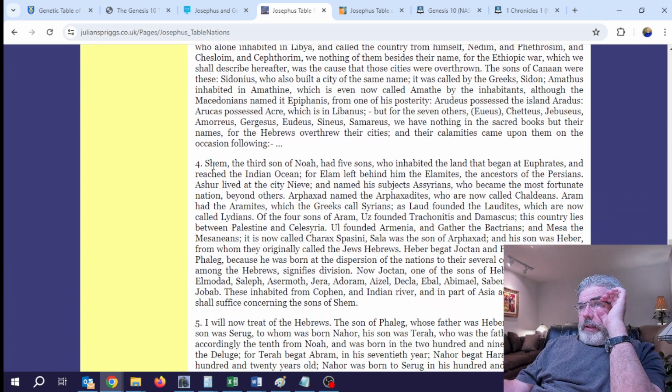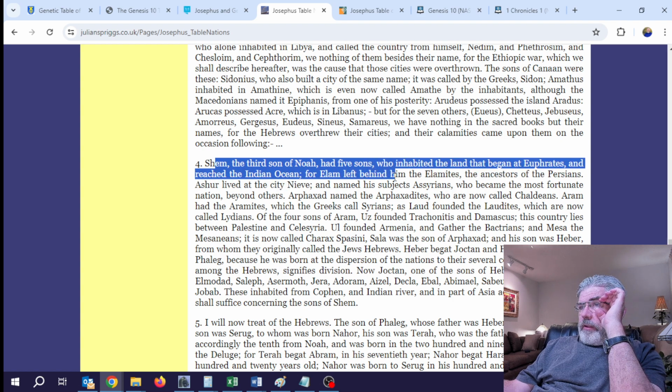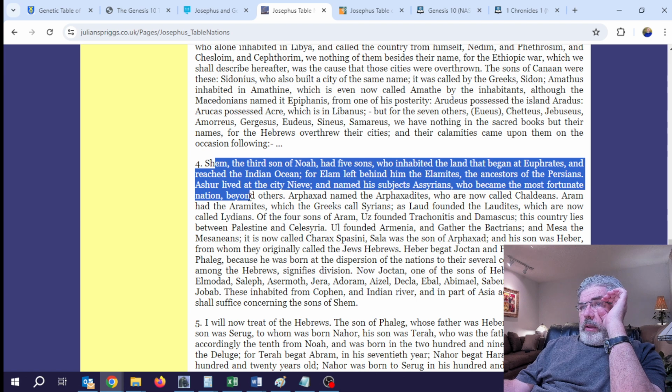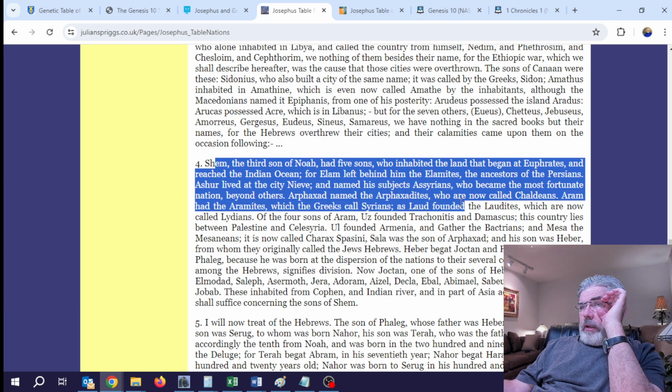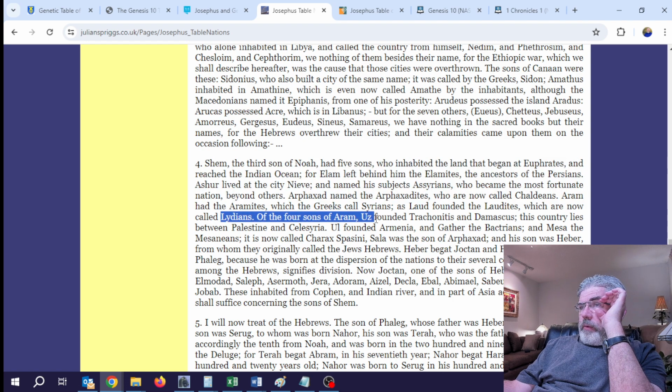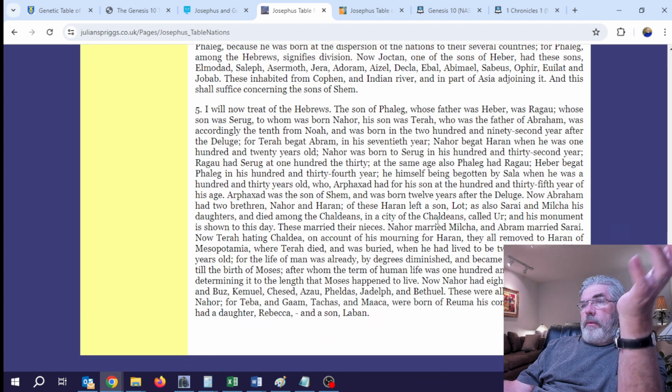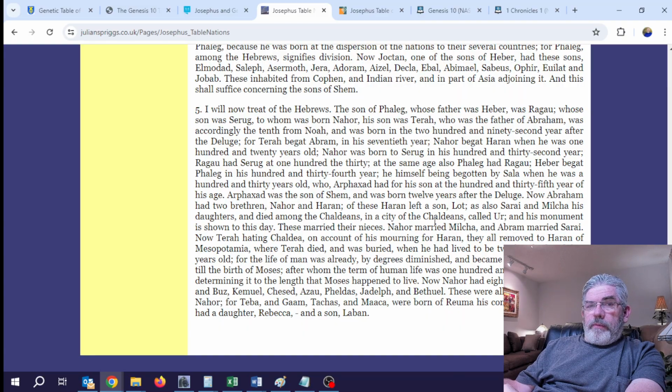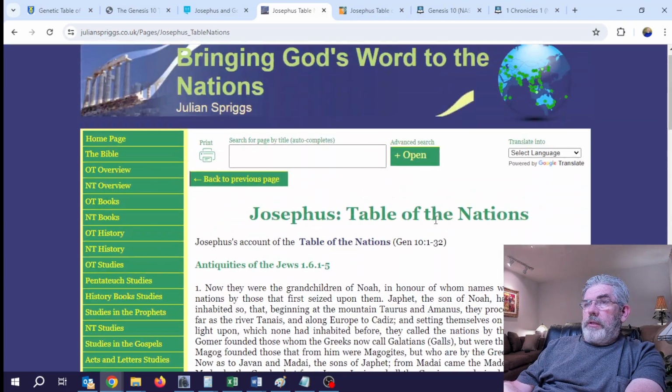And so then it goes on to do Shem, of course, and this is where the land began at Euphrates and reached the Indian Ocean. For Elam left behind him the Elamites, that's the Persians, Asher, the Assyrians, and then of course you can go on. Arpachshadites, who are now called Chaldeans, Aram, the Aramites, which are the Syrians, and the Laudites, which are now called Lydians, and Aram, Uz founded Trachonitis in Damascus. And so you can go through all this. I'm not going to read the whole thing, but I'm just showing you pretty amazing stuff that you can go from history, and you can find out what pretty much each one of these is.